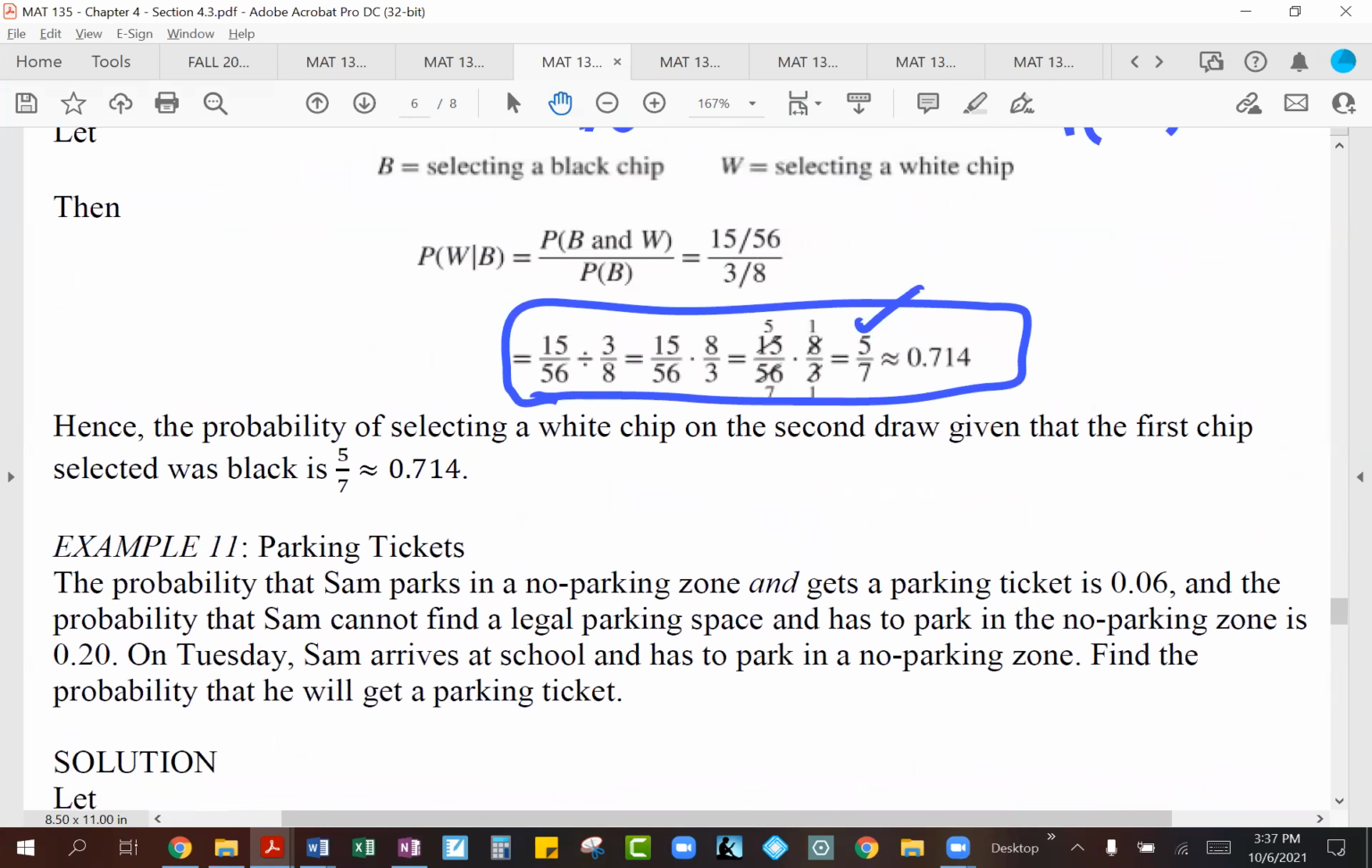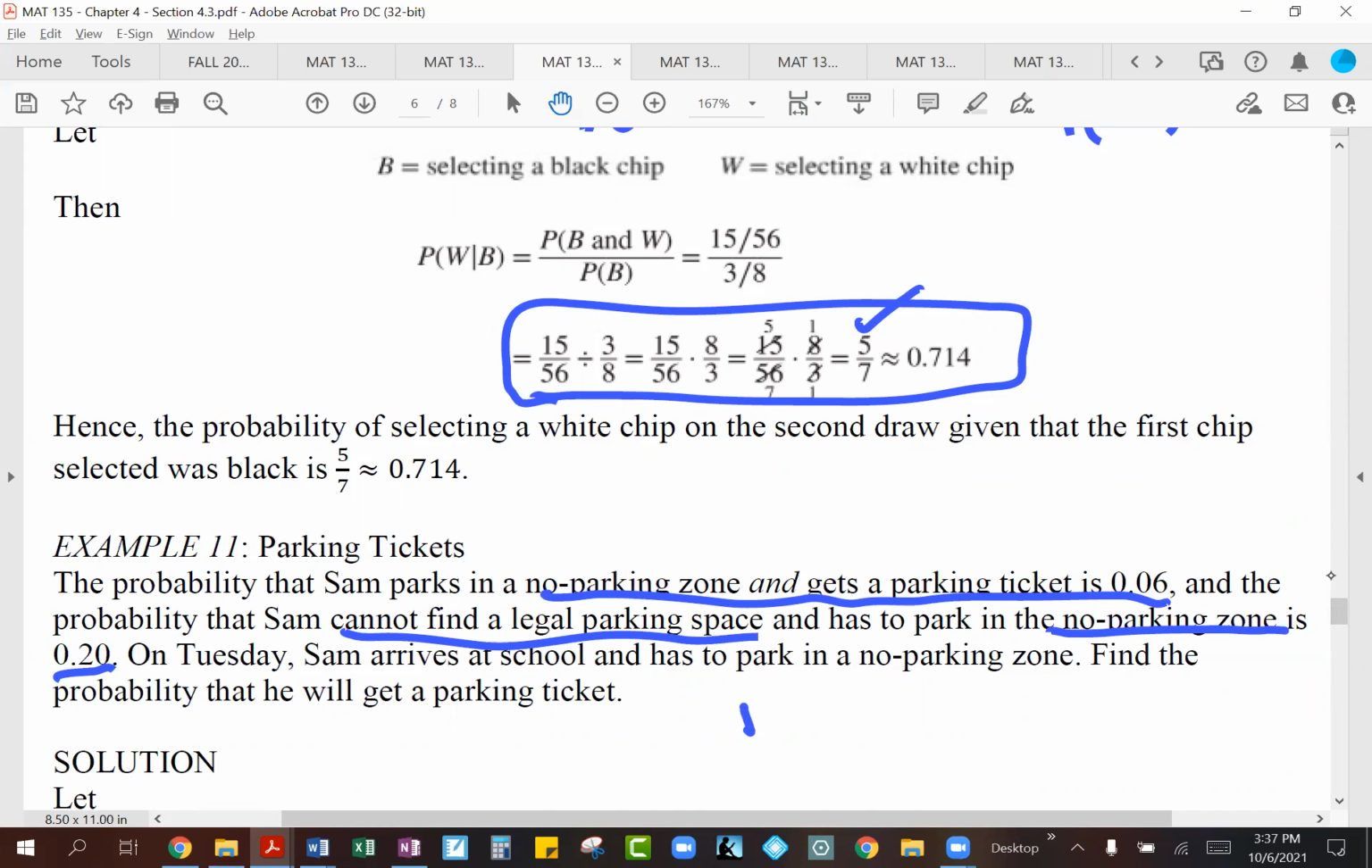If you look at this example over here, this one is talking about the probability that Sam parks in a no parking zone and gets a parking ticket is 0.06. The probability that Sam cannot find a legal parking space and has to park in a no parking zone is 0.2. So they're saying Sam arrives at school and he has to park in a no parking zone. What is the probability that he will get a ticket?